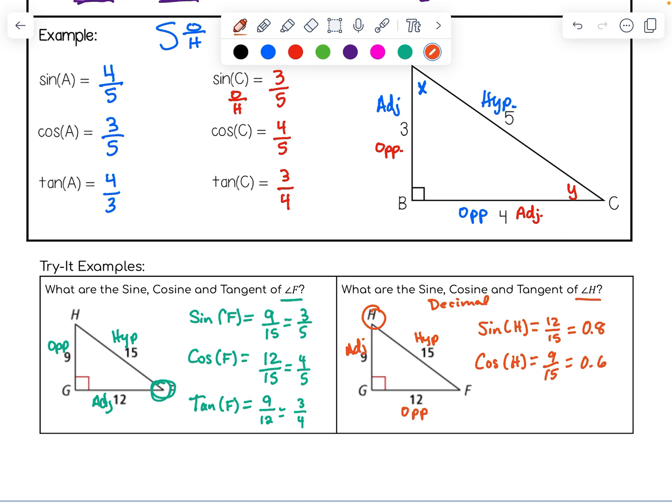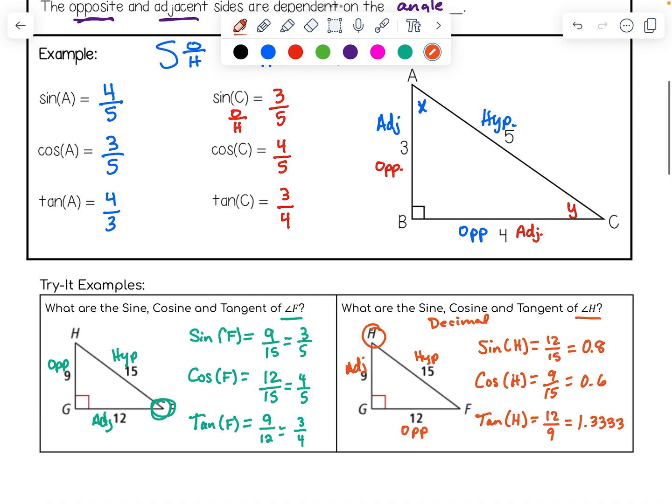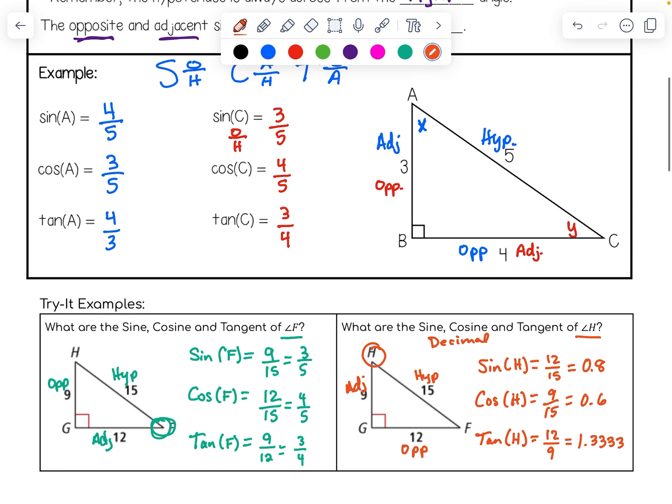Sometimes they're really messy, so then we round. On your practice, you're going to go to the 4th decimal place. And then tangent of H this time would be 12 for opposite over 9, which is adjacent. So if I do 12 divided by 9, that is 1.3 repeating. So we'll go out 1, 2, 3, 4 decimal places. And that is how we find our trig ratio using sine, cosine, and tangent. So some new words for you, but a good thing for you to practice. Whatever questions you have, make sure you ask.